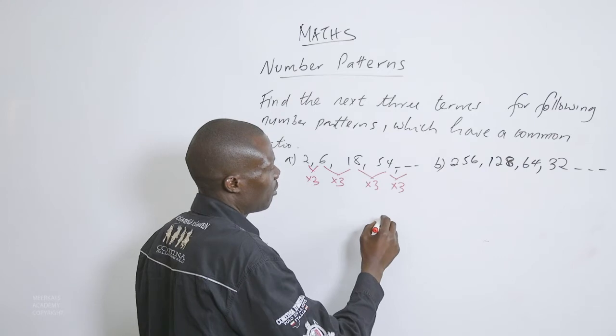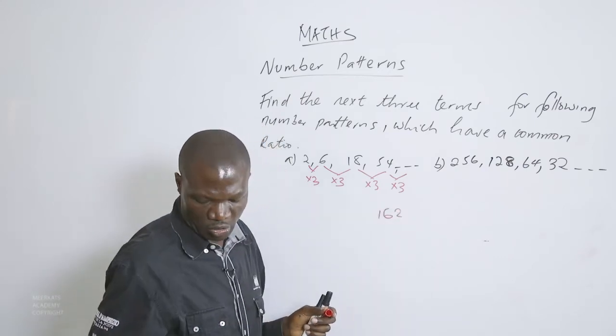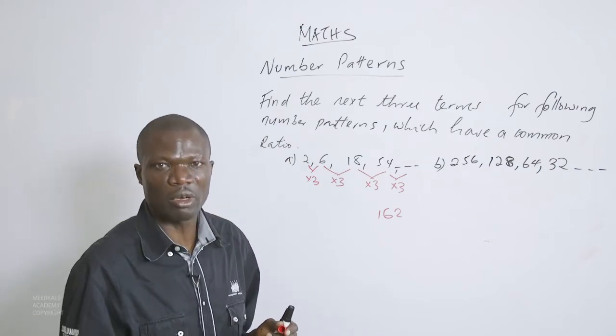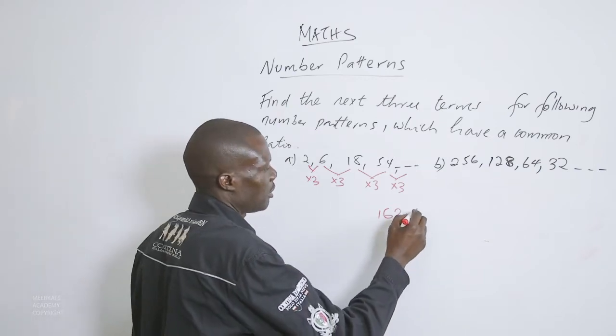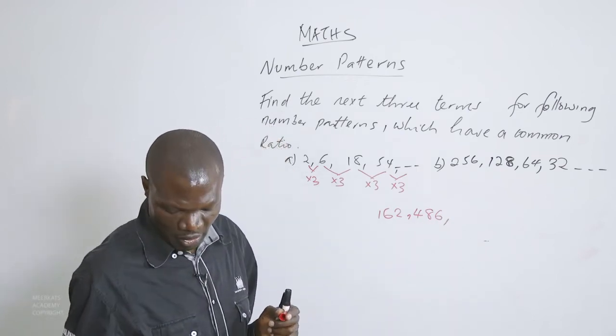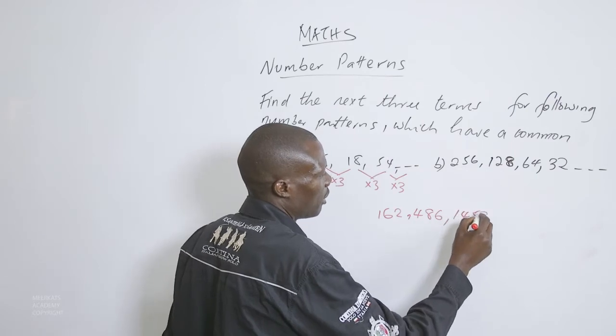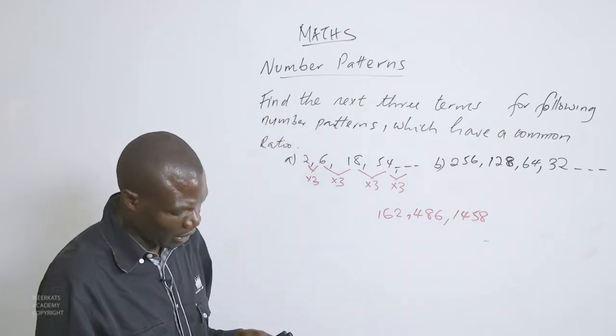So next time we shall have 162. Take 162, multiply by 3, you get 486. Take 486, multiply by 3, you'll get 1,458.